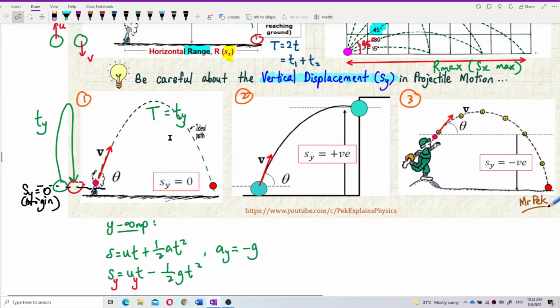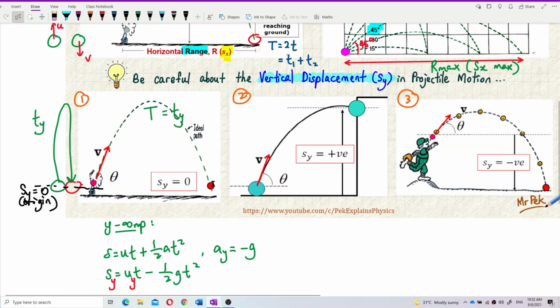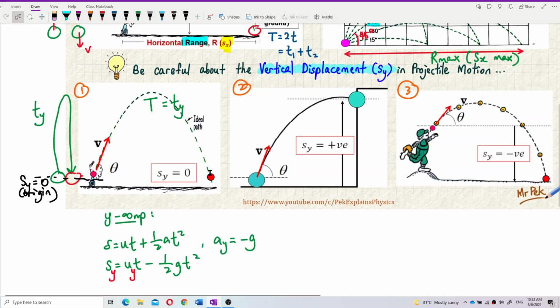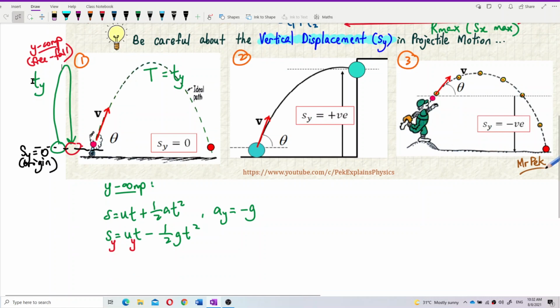So what I want to say is the time of flight of this projectile is the same as the time of the free fall motion. If we want to find the time of flight, we just refer to the free fall motion, the y component. For free fall motion, the y displacement is 0 because it returned to the origin. So from here we can find the time of the free fall motion.